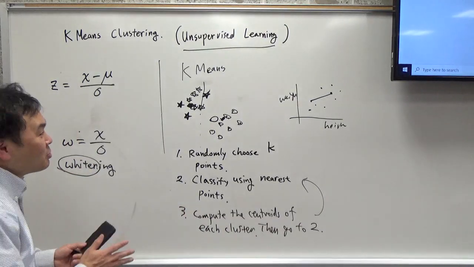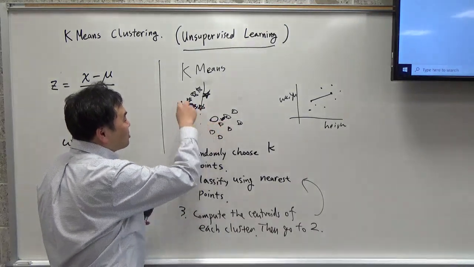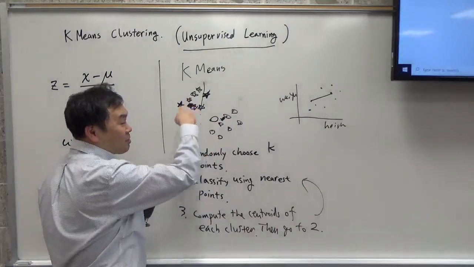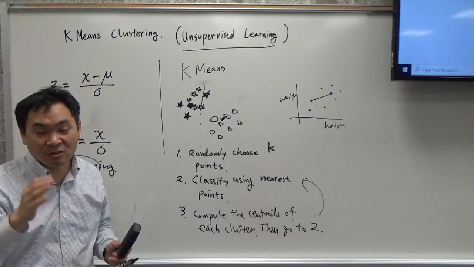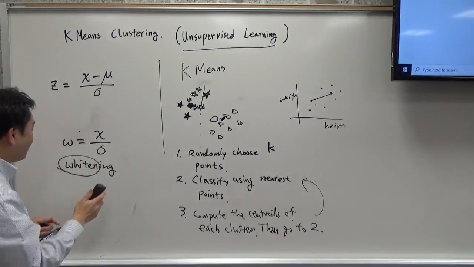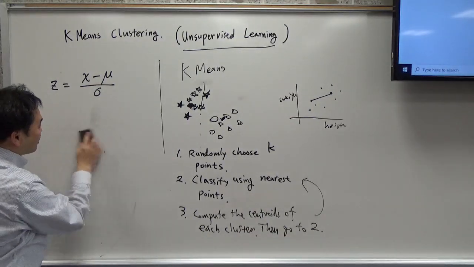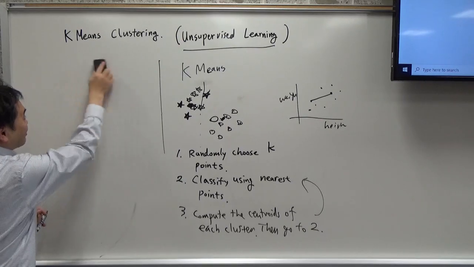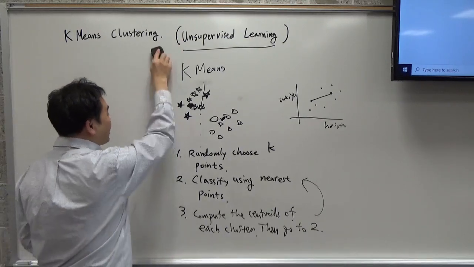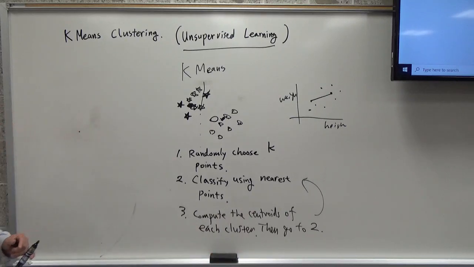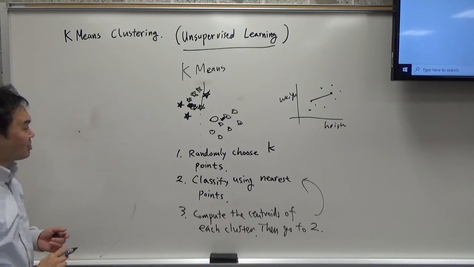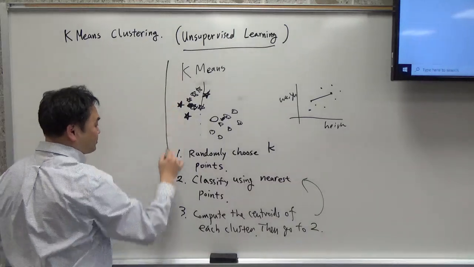It's pretty simple, but because you have to do this over and over again, and you have to compute distances every time, this is a very long process. So it's not a very algorithmically optimal kind of thing. It takes a long time if you have a big data set. So if you have a very big data set, K-means might take a very long time.